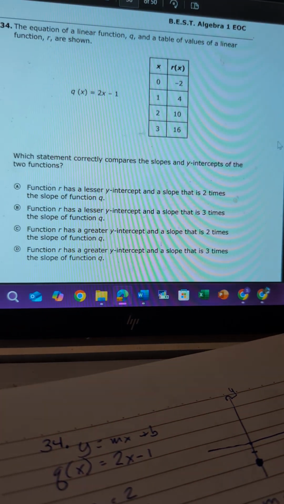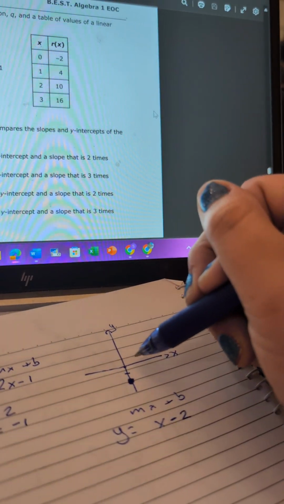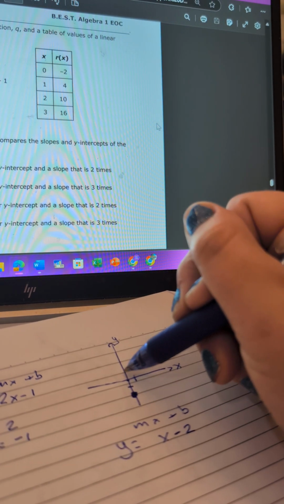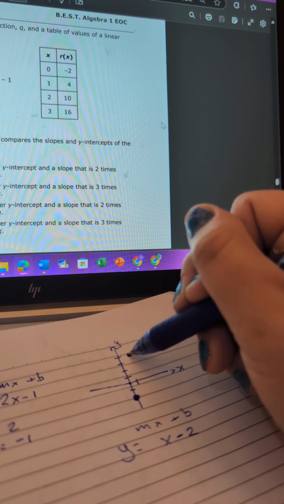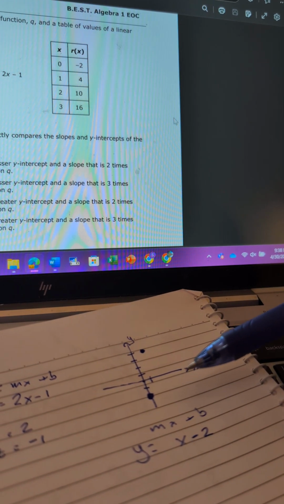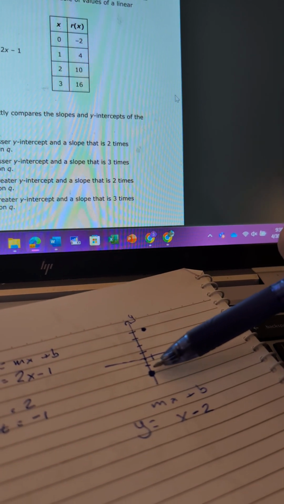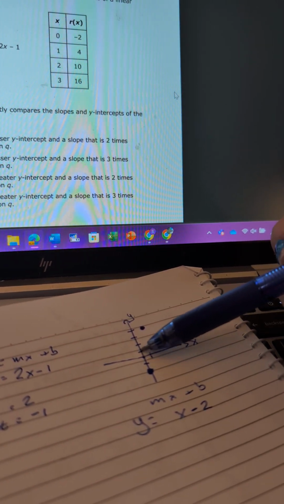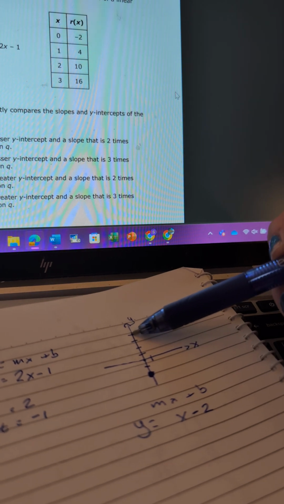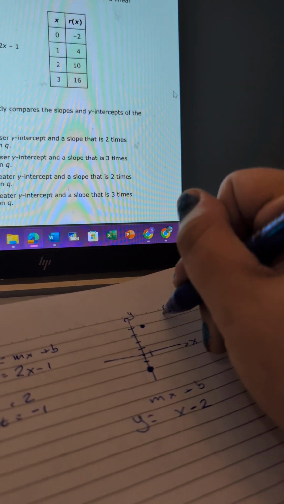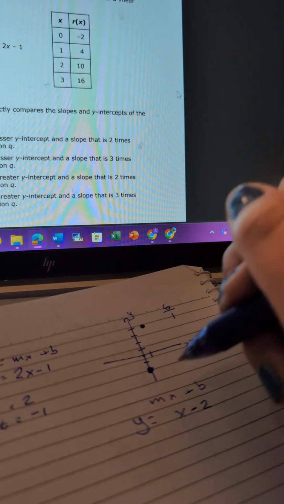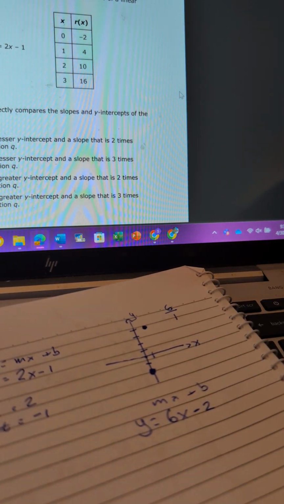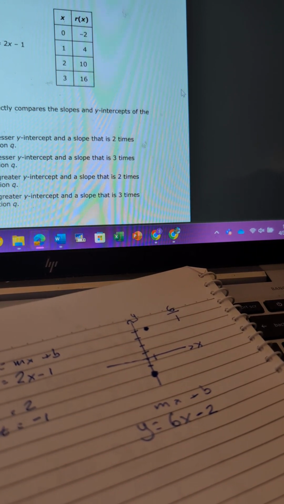Now we have to figure out what our slope would be. So plotting (1, 4), 1, 2, 3, 4. We can count this out, rise over run, to find our slope. 1, 2, 3, 4, 5, 6. A rise of 6, and my run is 1. That means my slope is just that 6 over 1, or 6.